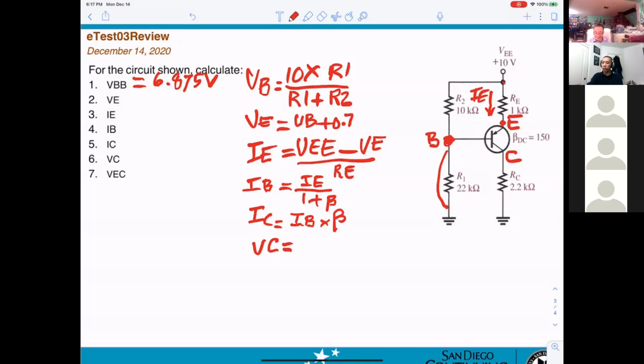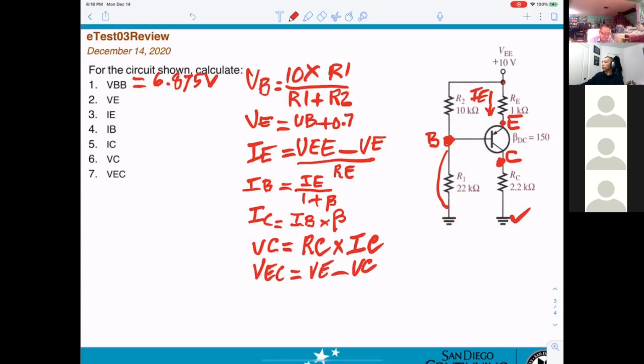Perfect. VC means right here. This is the ground. And you get the current IC. So basically, RC times IC. And the last one, VEC, is VE minus VC.